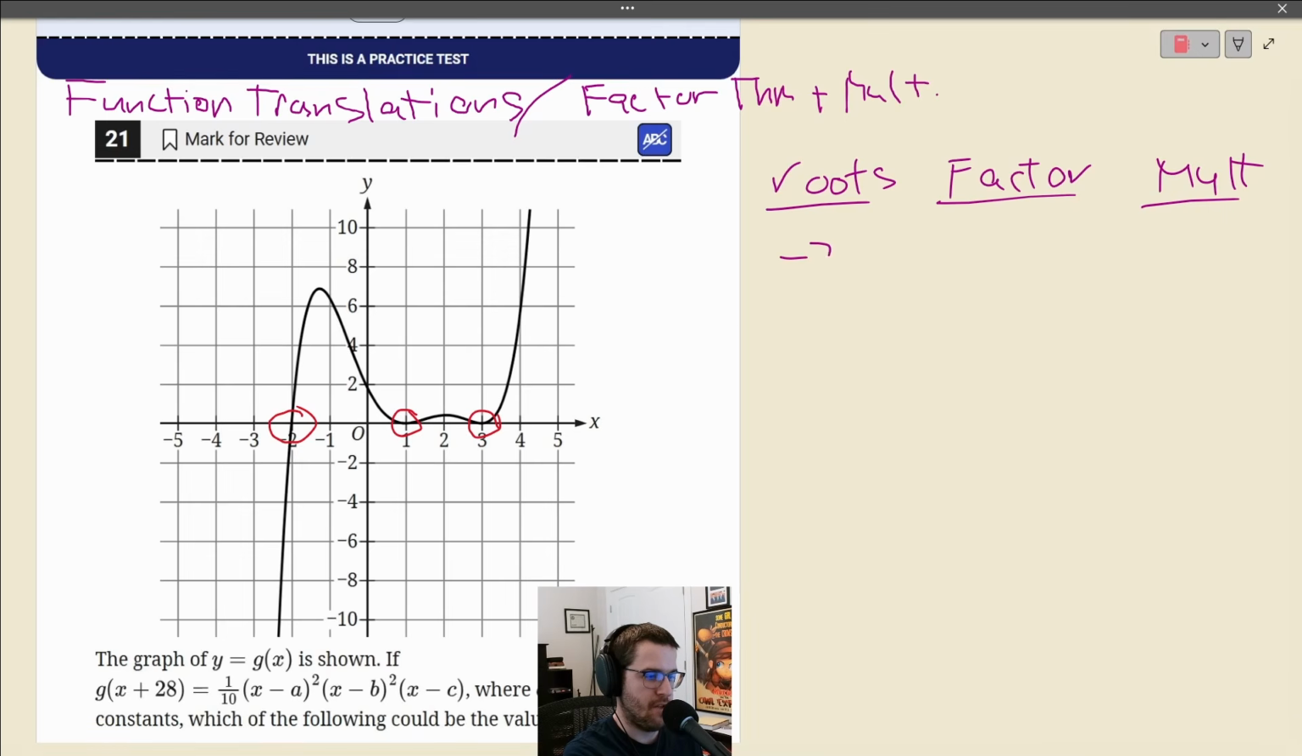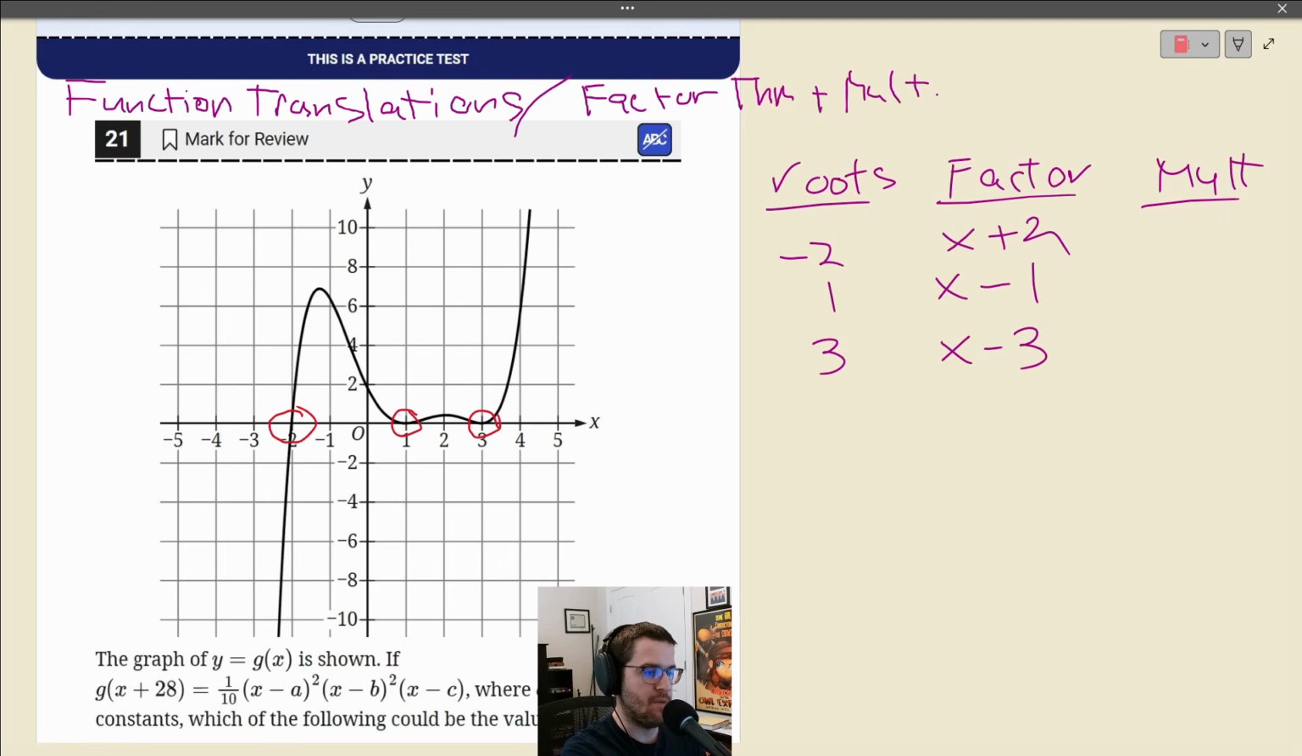So let me write that down, -2, 1, and 3. So if k is a root, x minus k is a factor. I go over that in the factor theorem video. So we're going to do x minus k. So x minus -2, that's x plus 2. Other factor is x minus 1. And the next factor is x minus 3.